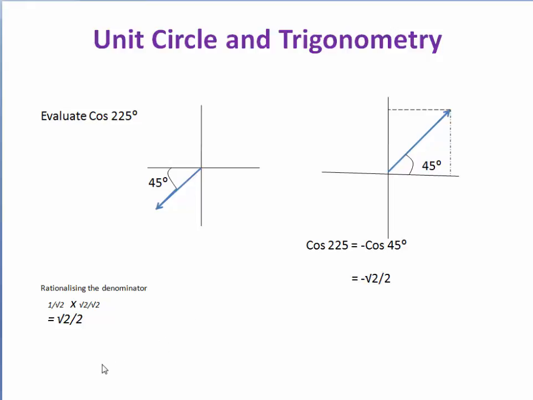Okay, so we've done that there. We had to rationalize the denominator. And this is how we do that. 1 over root 2 when we're rationalizing, we multiply by root 2 over root 2, which gives root 2 over 2.